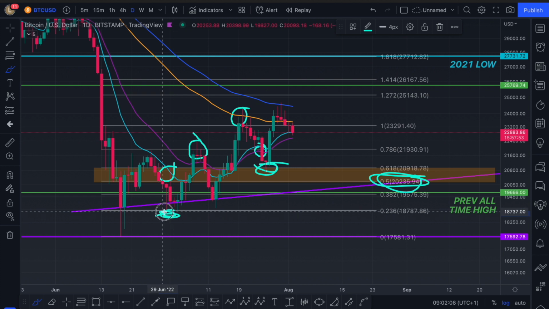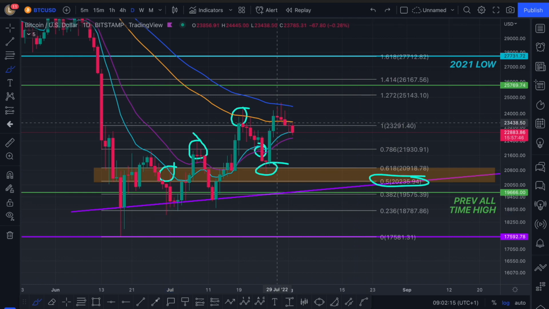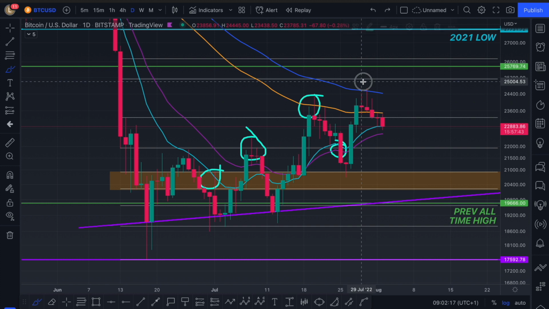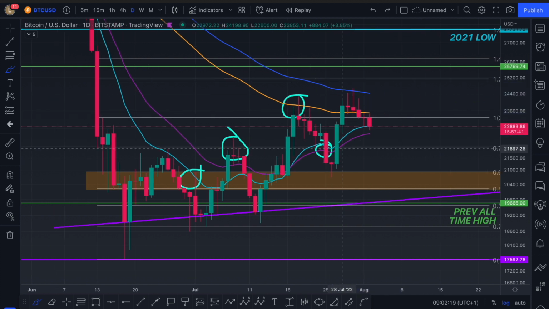You need to come down and lose 18.6k. Are we at 18.6k? Are we below it? No, so we're not bearish. Do you see that? You have to understand this, guys. All I'm seeing is higher highs and higher lows. And even if this is to come down, I don't care. It's still going to be a higher low.